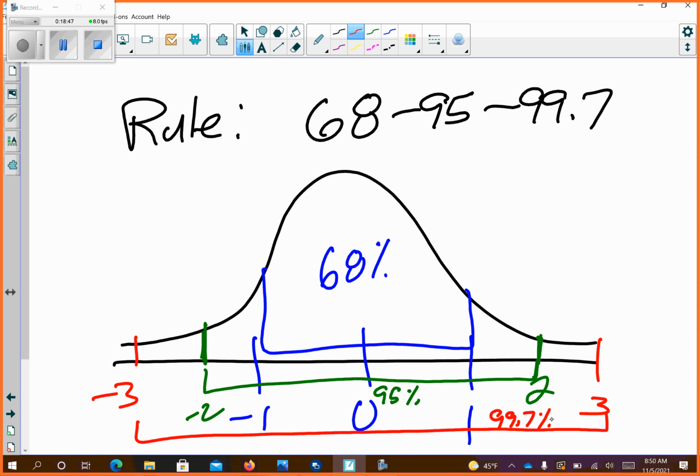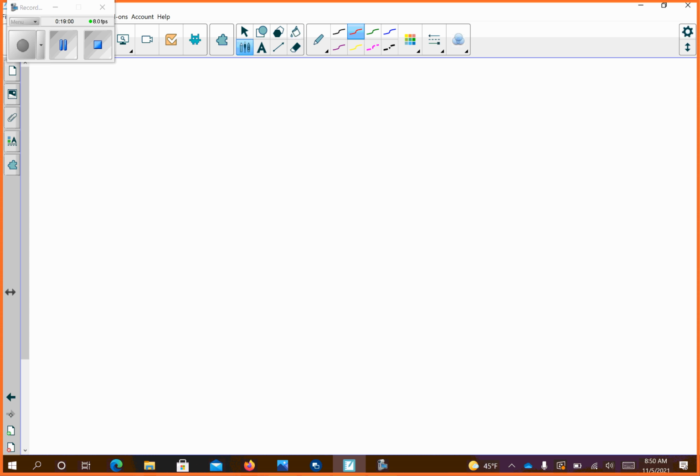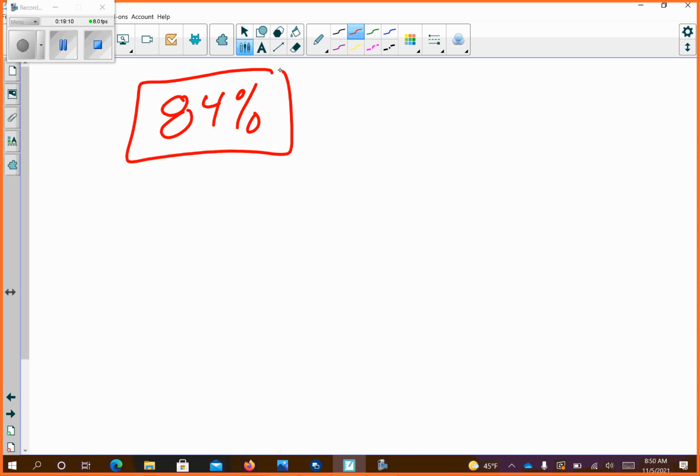I just have a question about one of the homework questions, which is asking about a specific percentage that's not part of the rule. The question is about height, and it says if Nathan is taller than 84% of the U.S. male population, how tall is he? So using the bell curve, how do we find that? So we're trying to figure out what percent he's taller than?